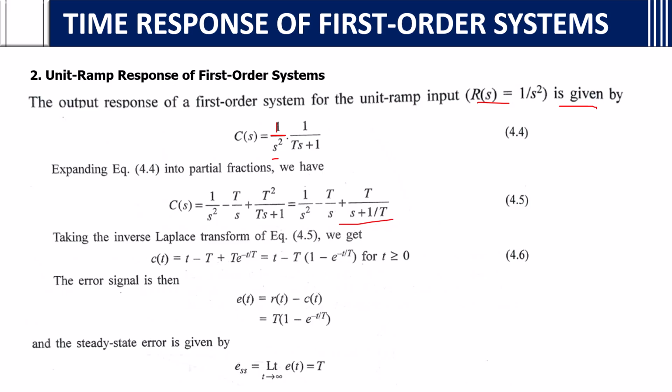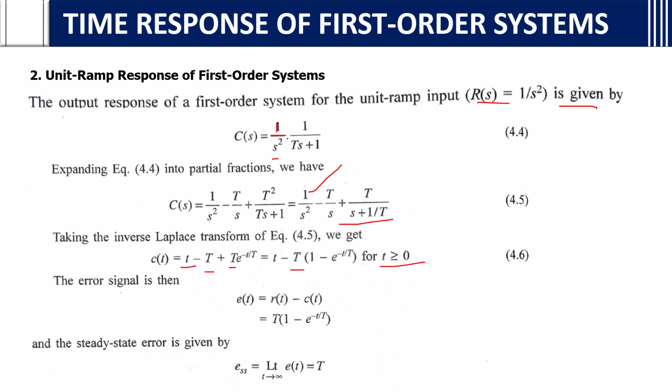Taking inverse Laplace transform, 1 by s square has Laplace transform t, that is a ramp. Then 1 by s is 1, and T is there itself. Then 1 by (s plus a) has inverse Laplace transform e power minus a t, where a is 1 by T. So it is e power minus small t by capital T. If you take T common, you will get c of t equals t minus T into (1 minus e power minus t by T), for t greater than or equal to 0 only.